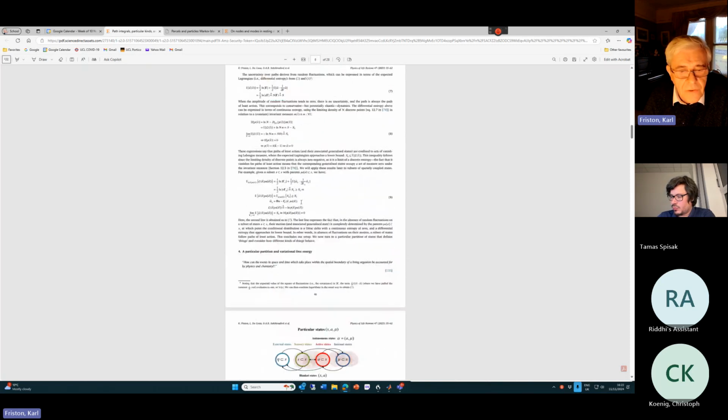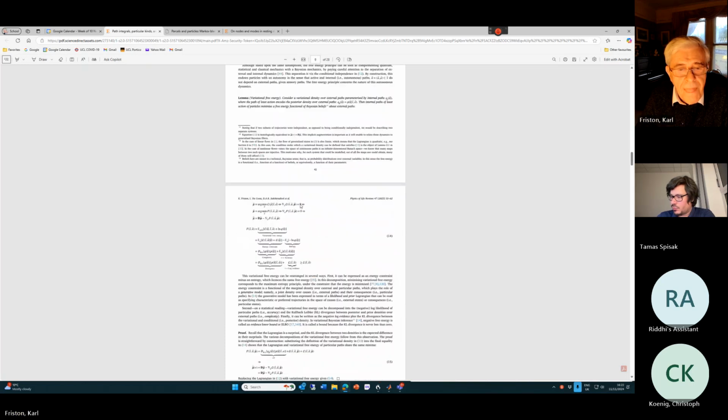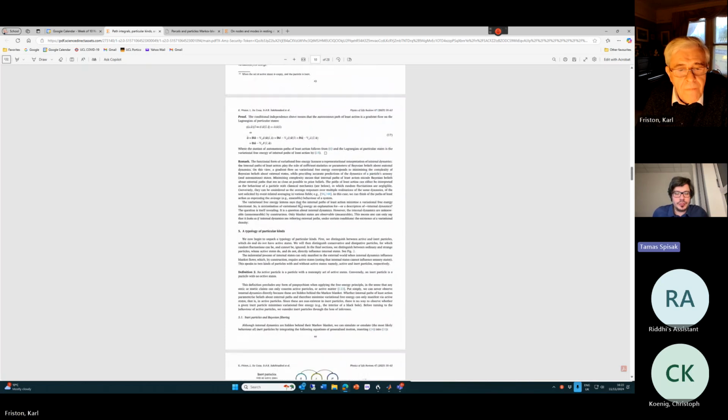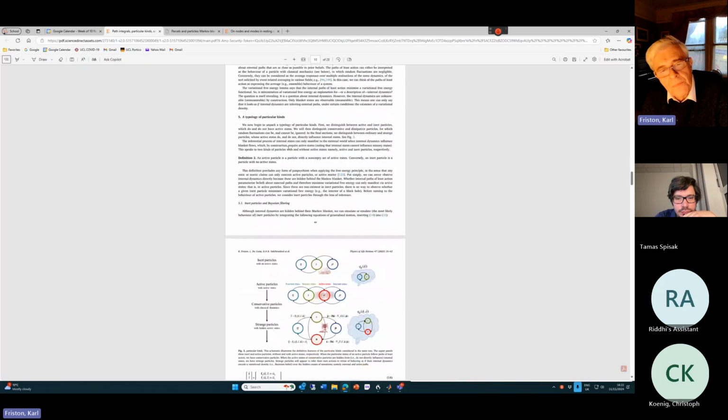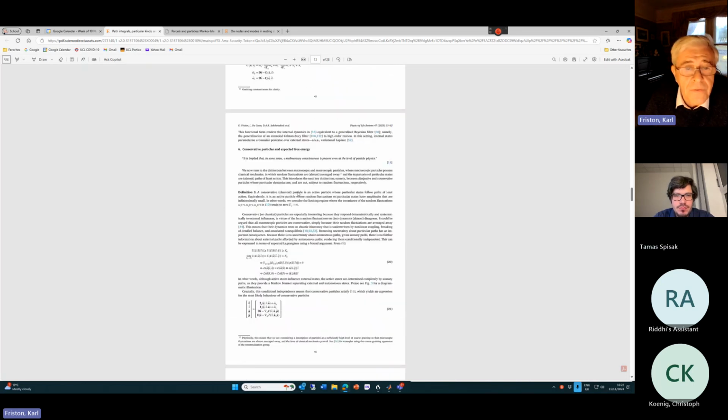So this just takes you through. Yeah, so what this paper's trying to do is just look at various limiting cases, and the first and most important one from your point of view, my apologies, is a conservative particle. So when the particle follows paths of least action, which basically means the random fluctuations can be ignored, which is what you've done basically.